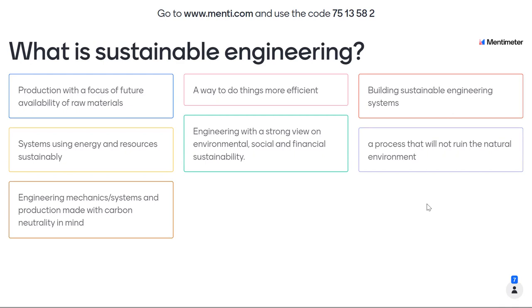Engineering with a strong view on environmental, social, and financial sustainability. I like this one because it has environmental, social, and financial. If you think about sustainability, it has always four pillars: the environmental pillar, the social pillar, the economic or financial pillar, and sometimes some authors argue that there should also be a cultural pillar.